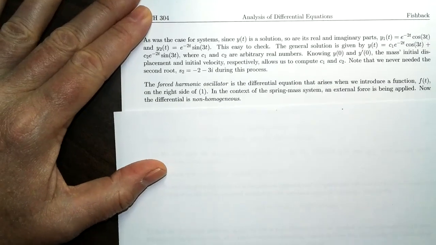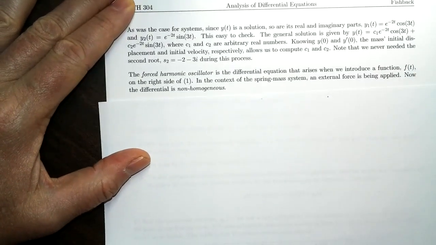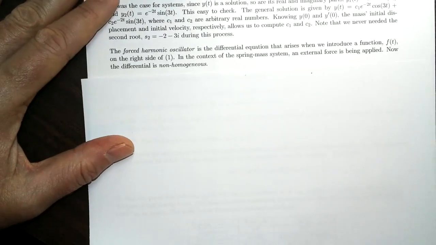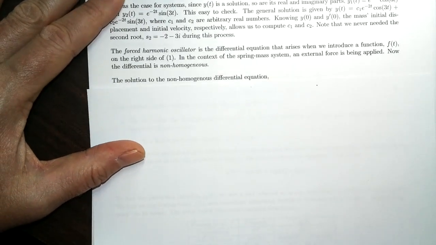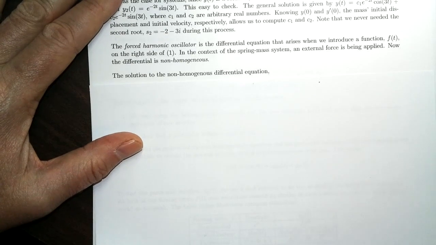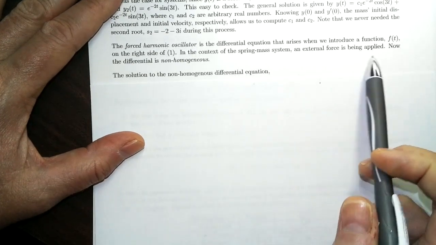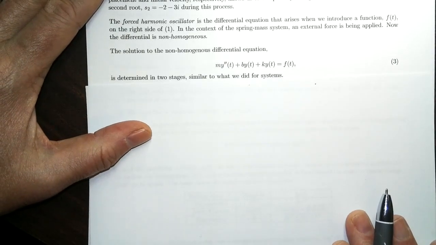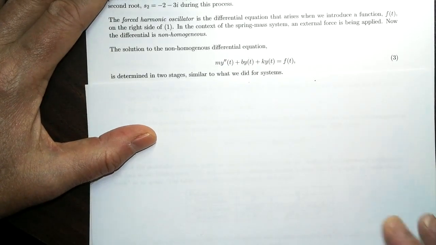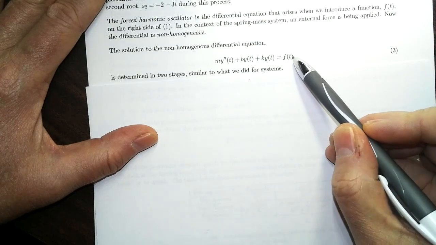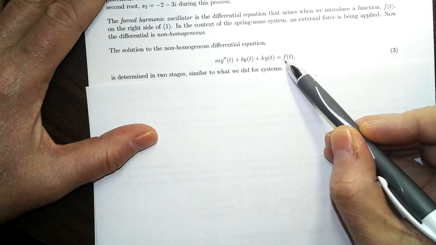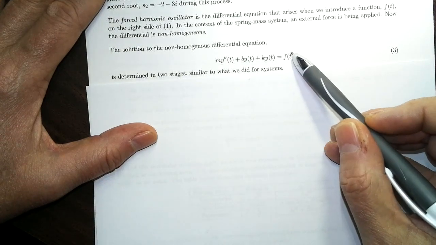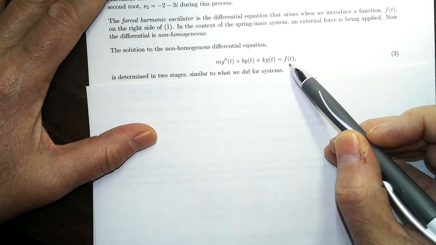Now, the forced harmonic oscillator arises when we introduce what's known as a forcing term on the right side. So like a spring mass system, this is sort of like the non-homogeneous system. Now being applied, the differential equation is non-homogeneous. So our differential equation looks like something like this. Now the f of t might be like a sine function, it might be a constant, it might be, let's say, an exponential function.